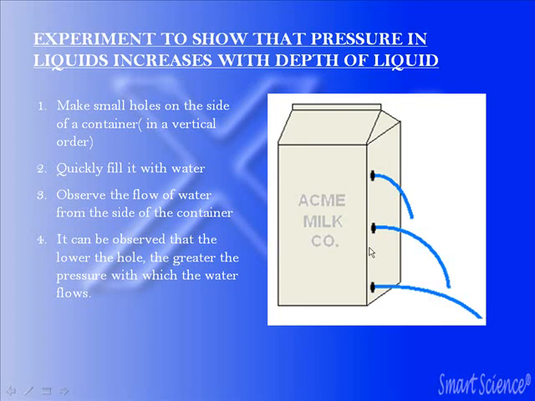You could see that the water from the top hole will fall to the ground very short distance away from the container. Then that from the middle hole will move a little away from the container before it falls to the ground. Then that from the bottom hole will move very far away from the container before it falls. And this tells you that the pressure at the top is smaller than that at the middle, and that at the middle is also smaller than that at the bottom of the container. So it is indeed correct to say that the pressure in liquid will increase with the depth of the liquid.